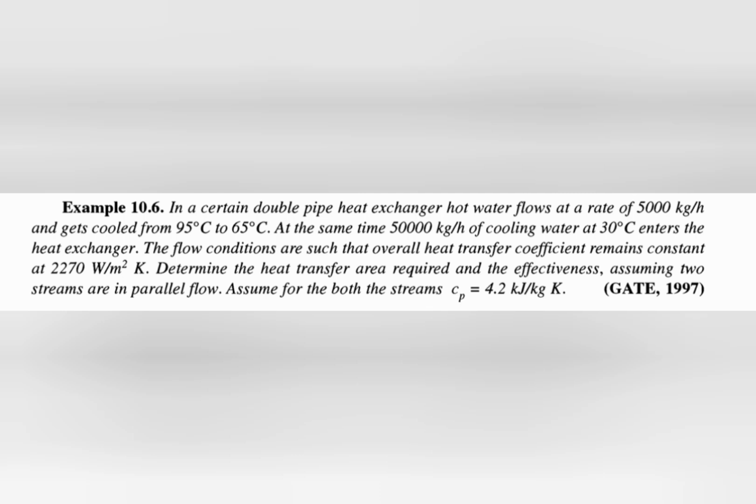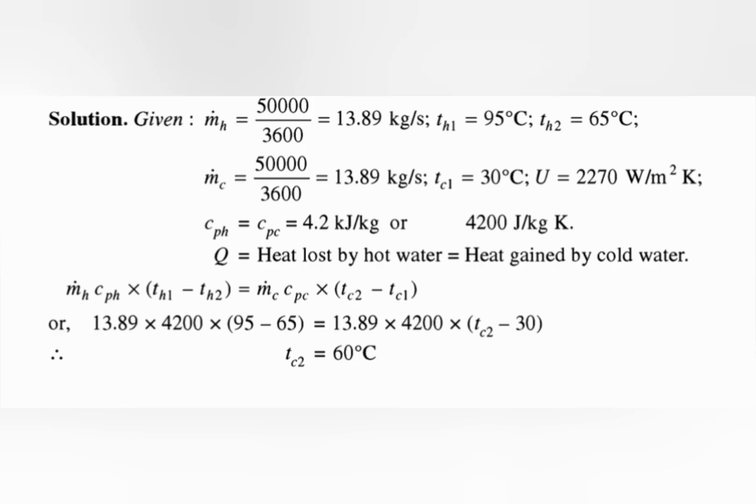Also, the heat transfer coefficient is given as 2270 watt per meter square Kelvin. You have to find the heat transfer area and effectiveness. So divide the mass flow rate by 3600 to convert it into kilogram per second, since it is given in kilogram per hour. So 50,000 by 3600 gives the mass flow rate for both hot water and cold water. As both are the same, it has the same value, 13.89.